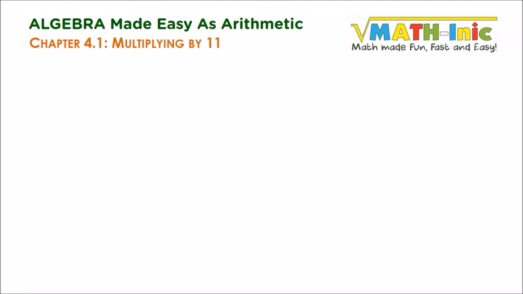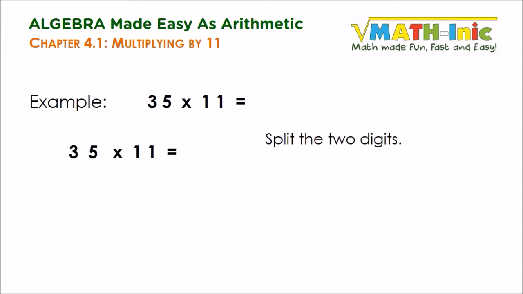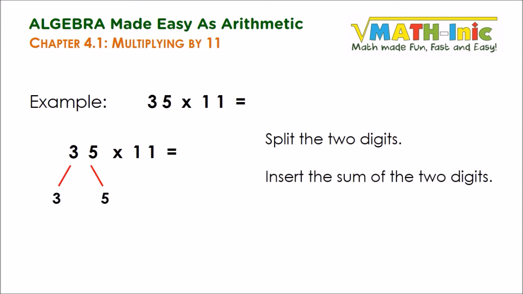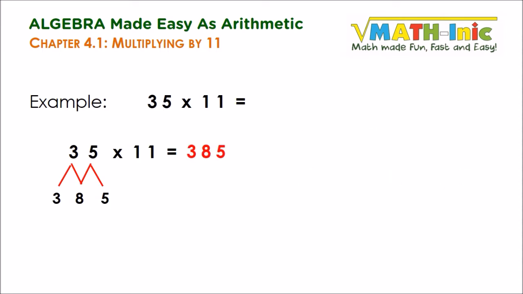One of the better known multiplication techniques is discussed in Chapter 4.1, Multiplying by 11. Multiplying a two-digit number by 11 is particularly easy. Let's take a look at an example. 35 times 11. To multiply 35 by 11, first we split the two digits, 3 and 5, and then we insert the sum of the two digits. 3 plus 5 is equal to 8. 35 times 11 is equal to 385.